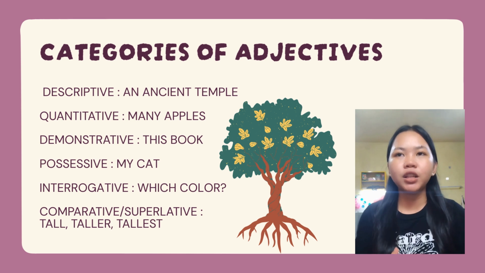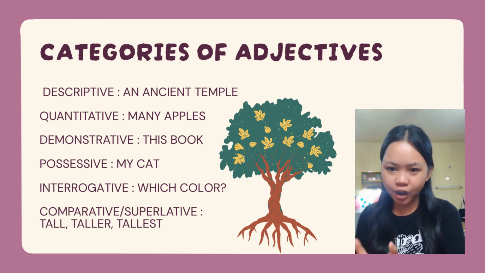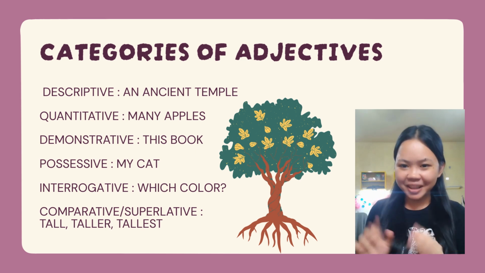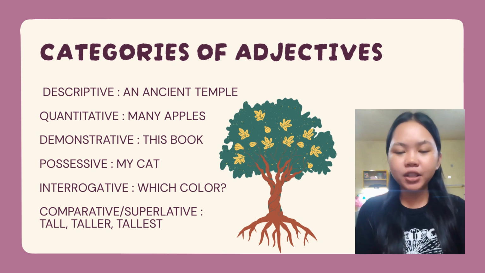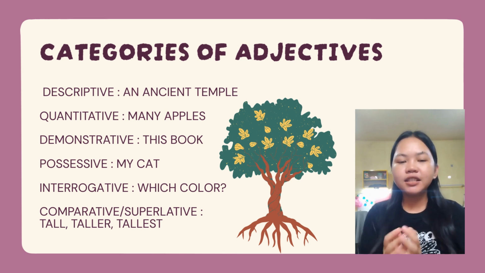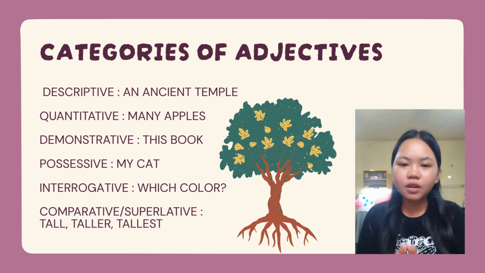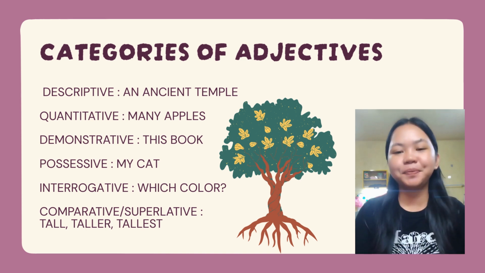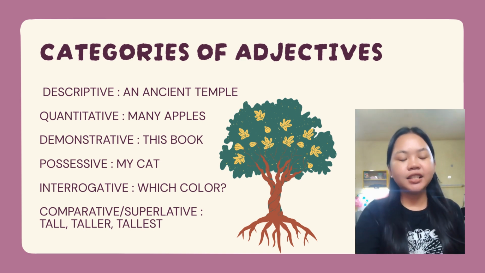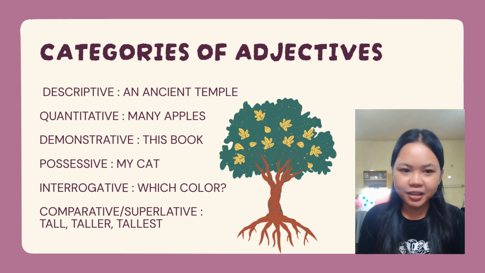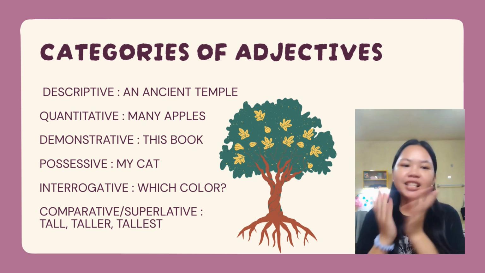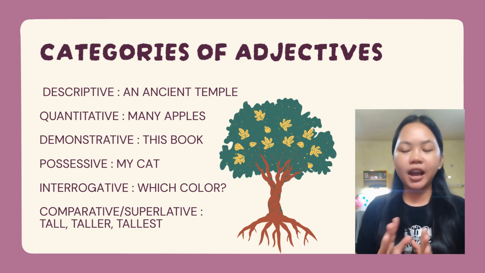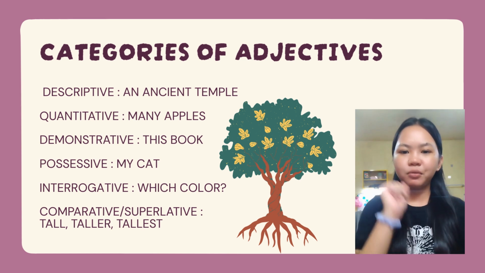This describes the quality or appearance of a noun. For example, a beautiful garden and an ancient temple. Second is the quantitative adjective. This describes the amount or number of something, like many, few, or several. The third is the demonstrative adjective. Words like this, that, these, and those point to a specific item. For example, I want that book.